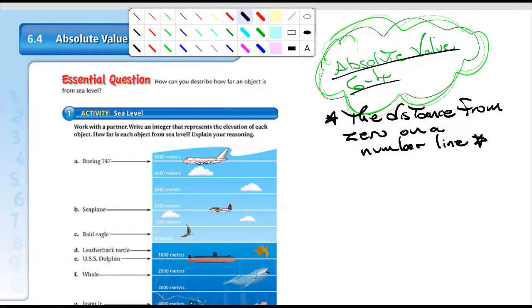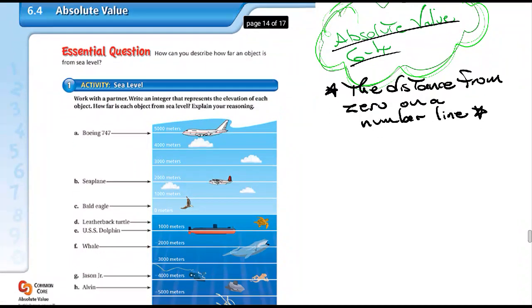Okay, here we go. This will be a relatively quick lesson because we're doing something at 9 o'clock. Then I'll give you a little bit of time to work on this. This is 6-4 in your math workbook, and it's about absolute value.